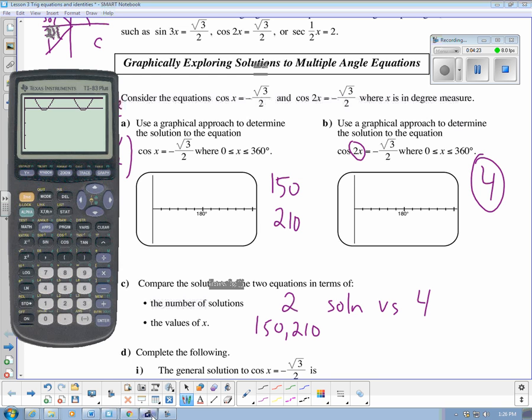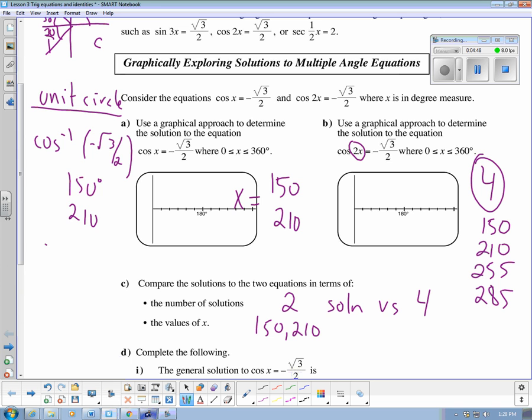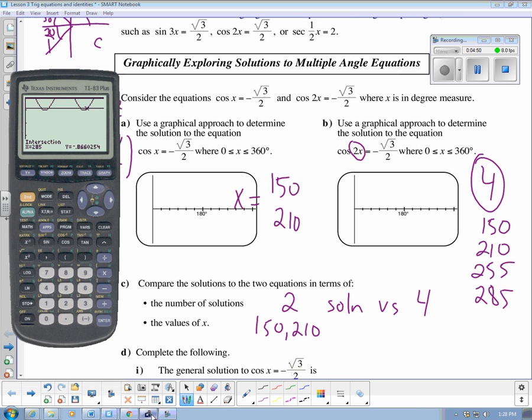So if I go back to my graph and show you my data, can you find the other 2 answers for the point of intersection? So I'm going to pause the recording. I've had my calculator give me the answers. And in the first case, I had x equaling 150 or 210. In the second case, I have the same answers, except there's 4 of them: 150, 210, 255, and 285.